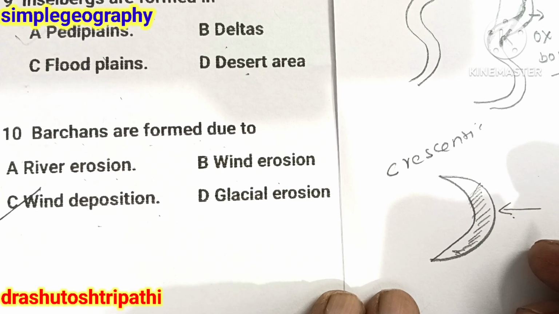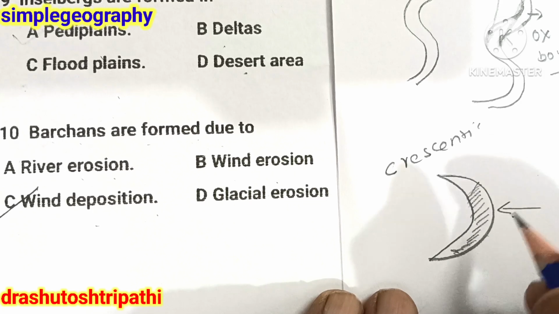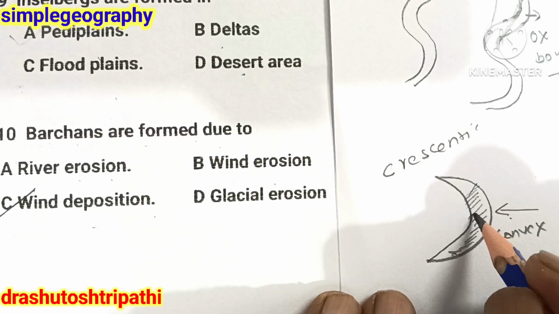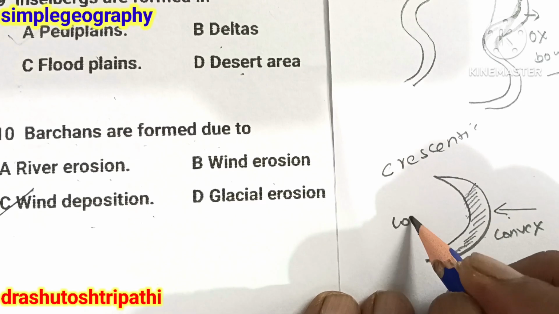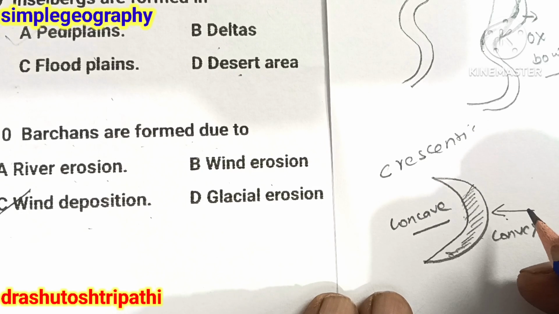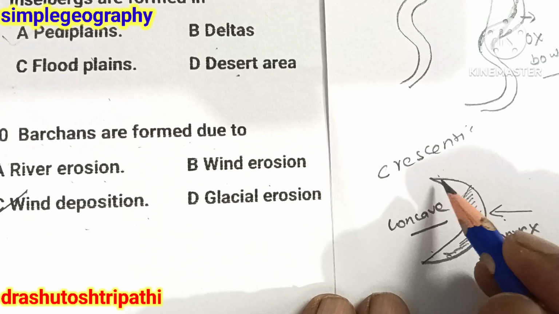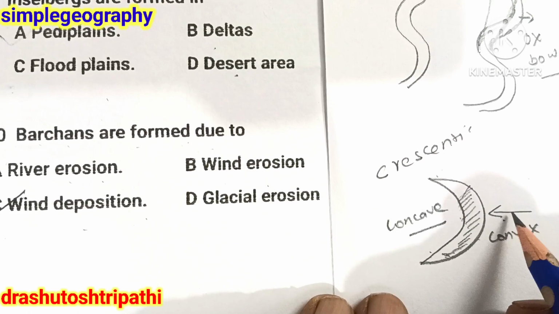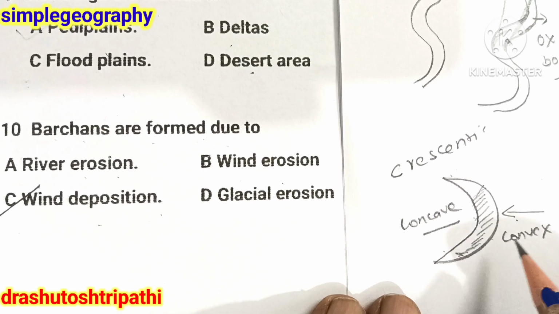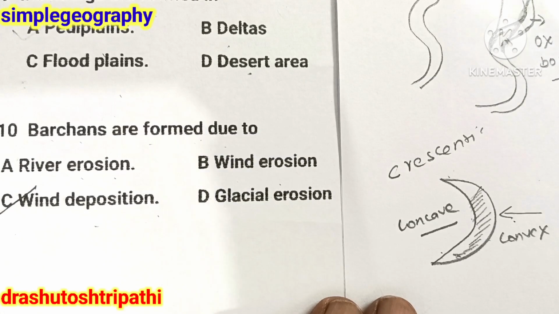That is the shape of the barkhan, and the sand dunes come from this side. The windward side, which has the gentle slope, is a convex plane, while the leeward side is a concave plane with a steep slope. And these two horns are always projected towards the downwind. Downwind means the direction the wind goes. So that is known as the barkhan, which is formed due to the wind.